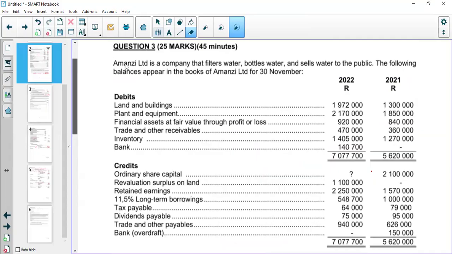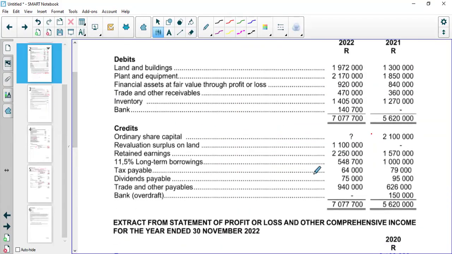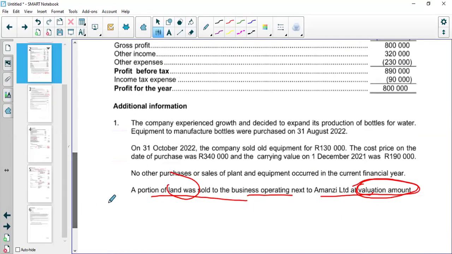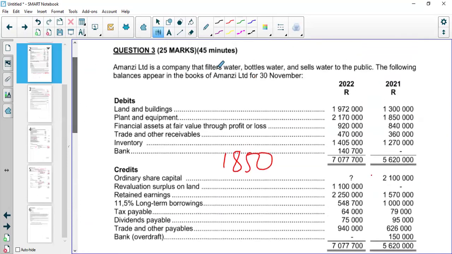Right. So what's the land here? The plant and equipment. Right. We're starting at 1,850. Start at 1,850. And then what happens here? So we look at the transactions. Our year end is 30 November. So this is 30 November 2021. So we're looking at 1 December to what? To 30 November 2022. Right. So we're starting at 1,850.